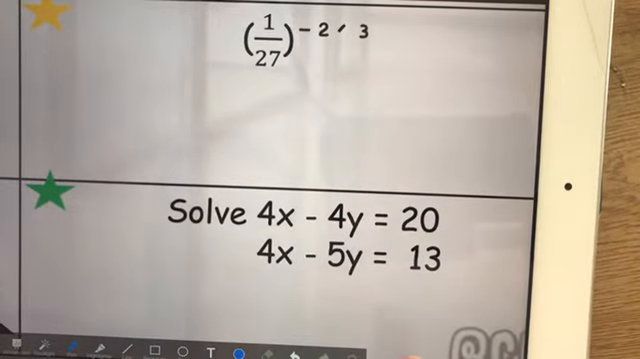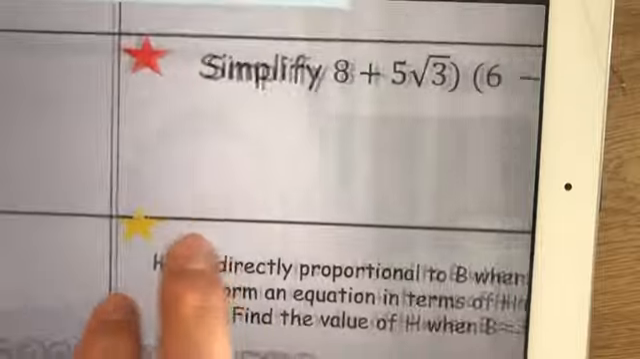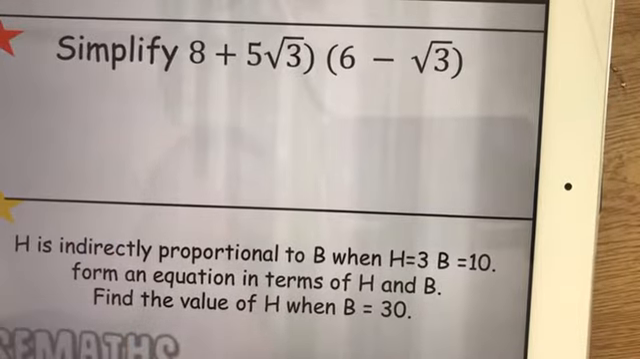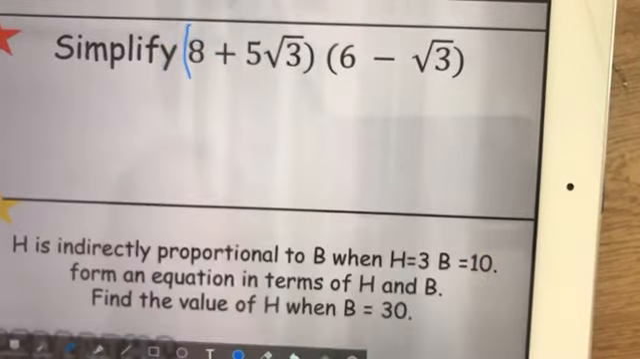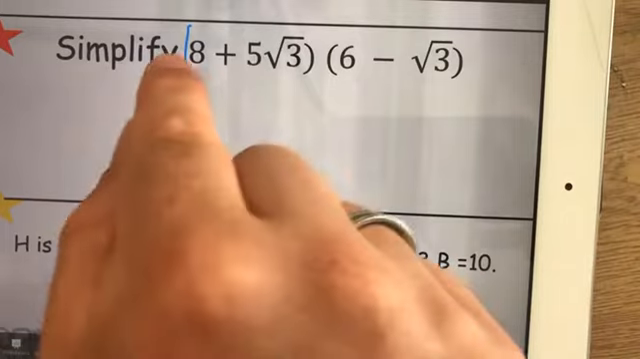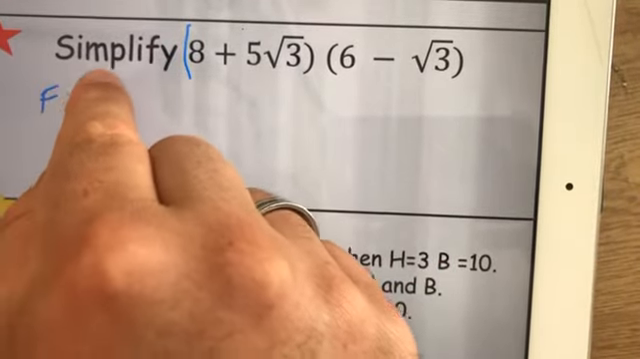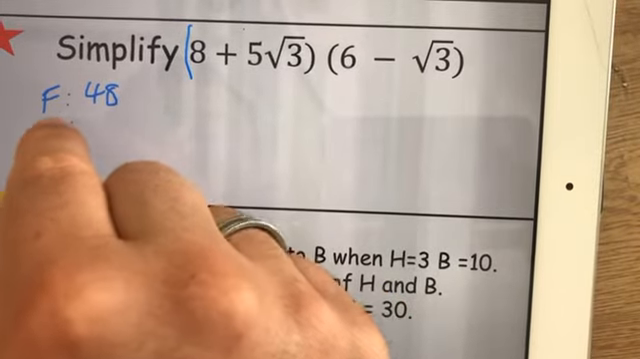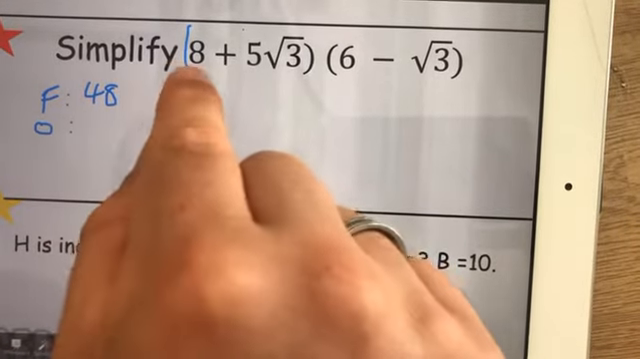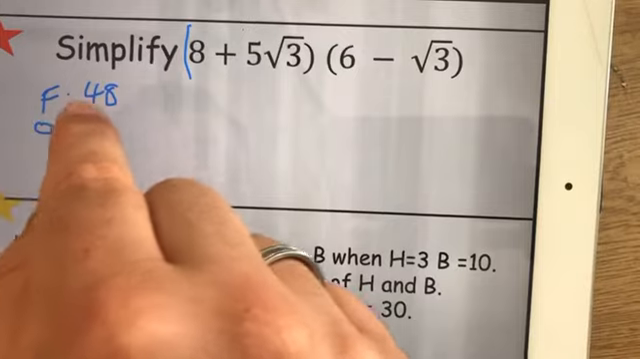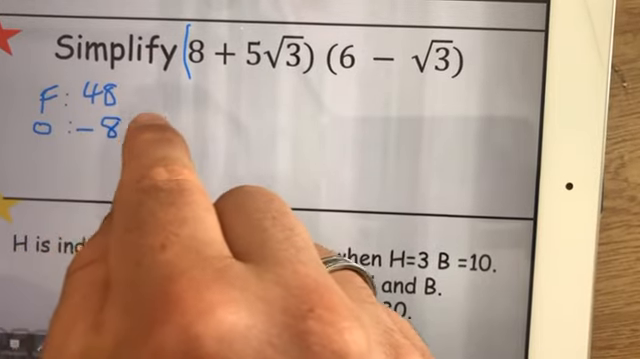Next one. Okay, now it should be a bracket there, there's not, but there should be. I've got a bit of FOIL, so first two numbers times by each other. 8 times 6 is just 48. Then outside edges, I've got 8 times minus root 3, which is just minus 8 root 3.